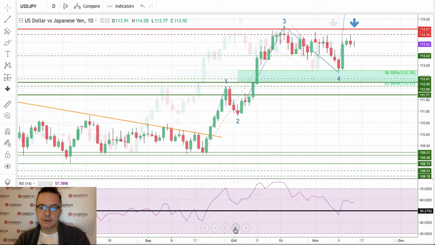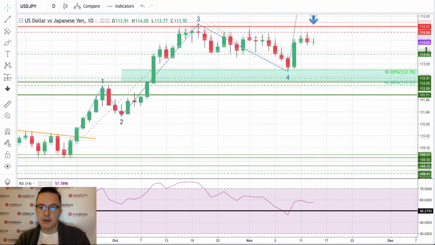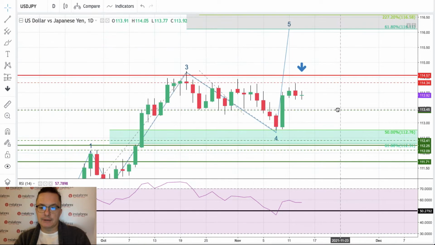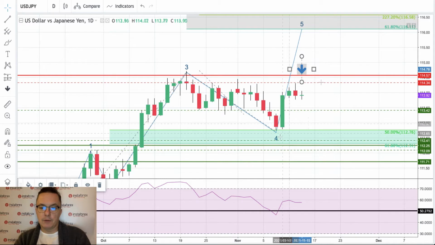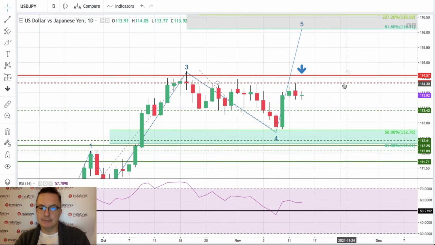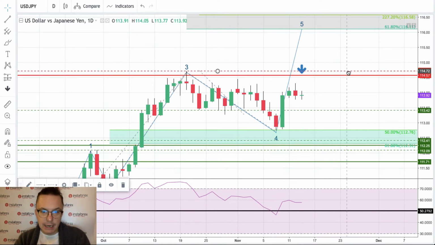Let me just zoom in to this current situation here, and of course, as we can see, there is a potential for wave 5, because we assume right now that the last wave, wave 4, had been terminated. We got wave A, wave B, wave C in wave 4, so that's a simple correction. We have the high of wave 3.